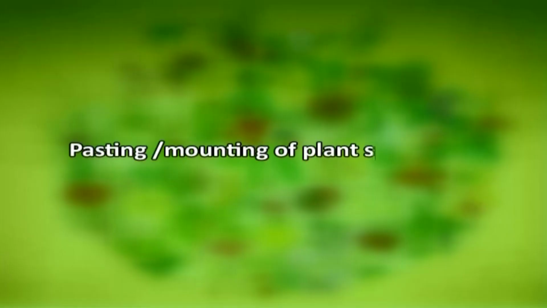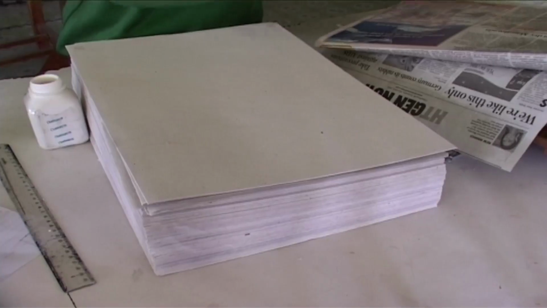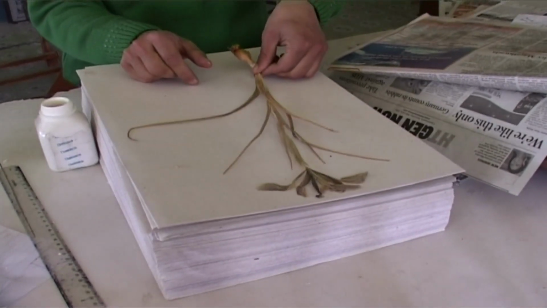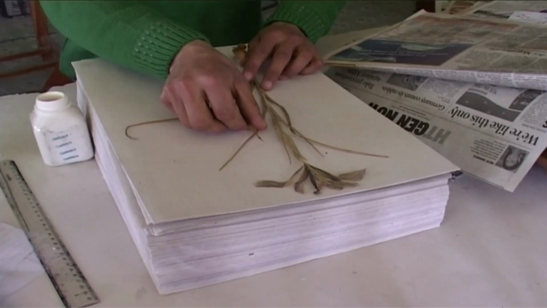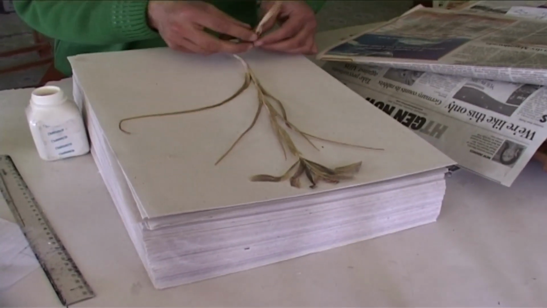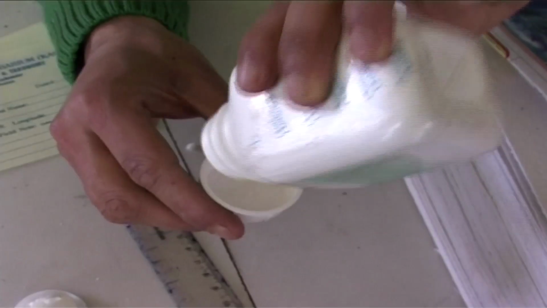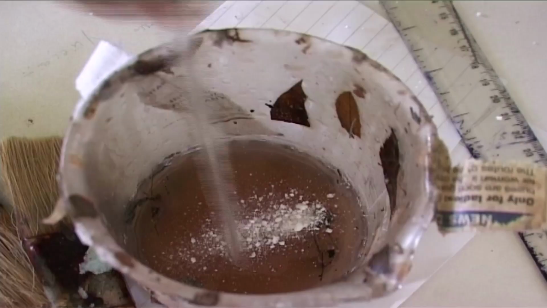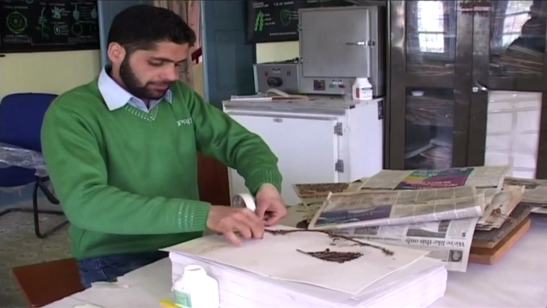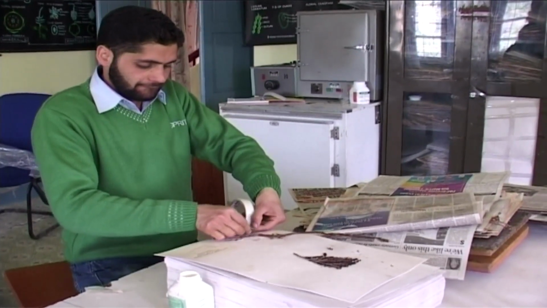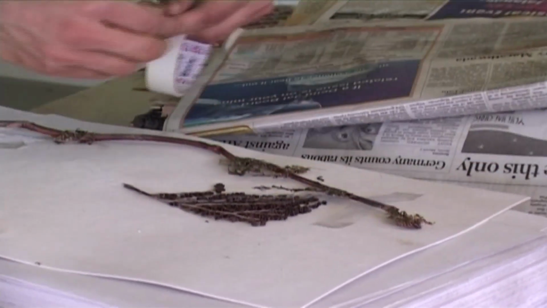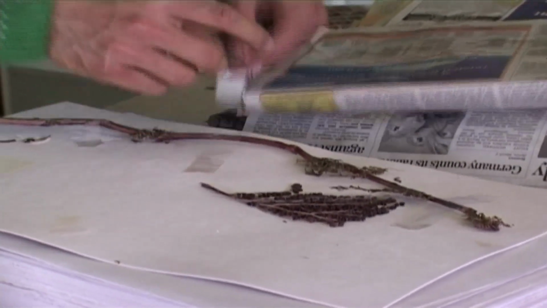Following drying, the next step is the pasting, or what we call mounting, of plant specimens. The pressed and dried plant specimens are pasted on herbarium sheets of standard size. The standard size is 41.5 by 29 centimeters. A paste of glue that is mixed with mercuric chloride is used to kill any pest that is associated with the specimens. Adhesive or cellophane tapes are always used to fix the specimens strongly onto the herbarium sheet.